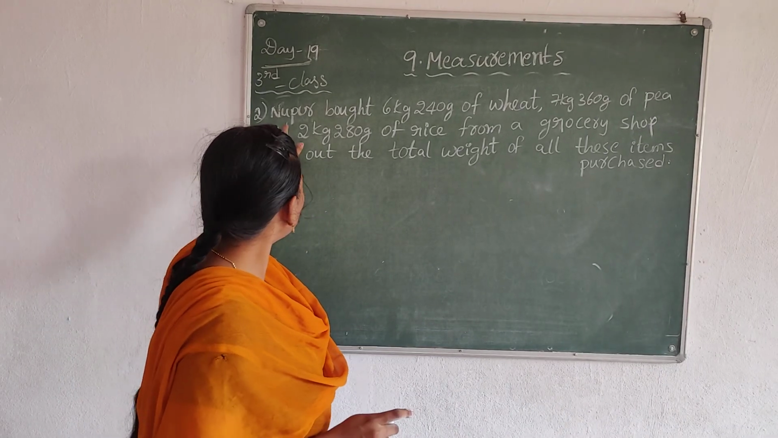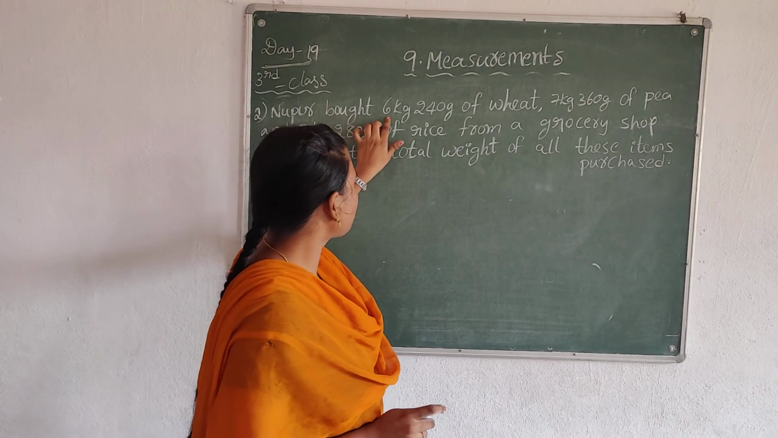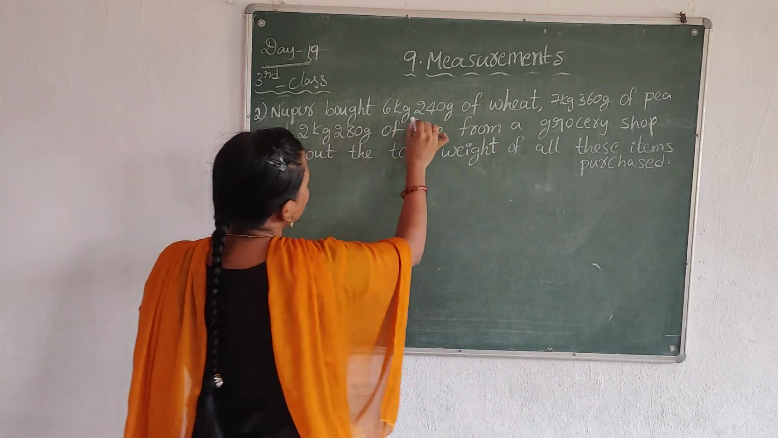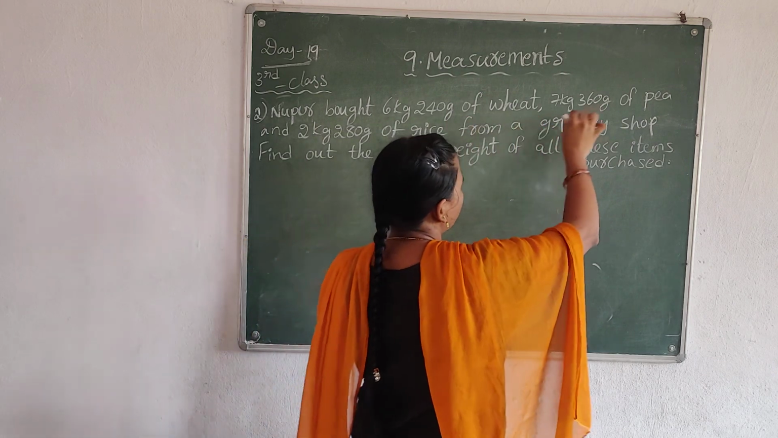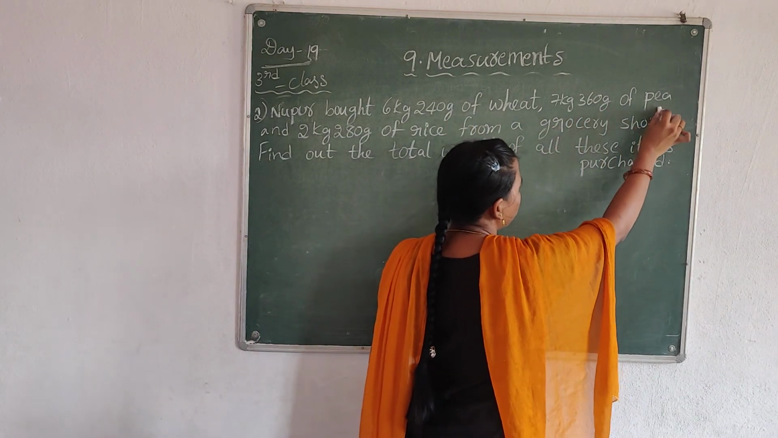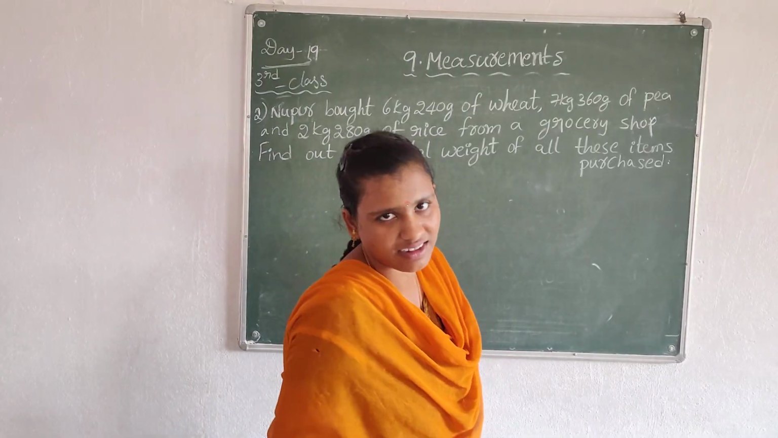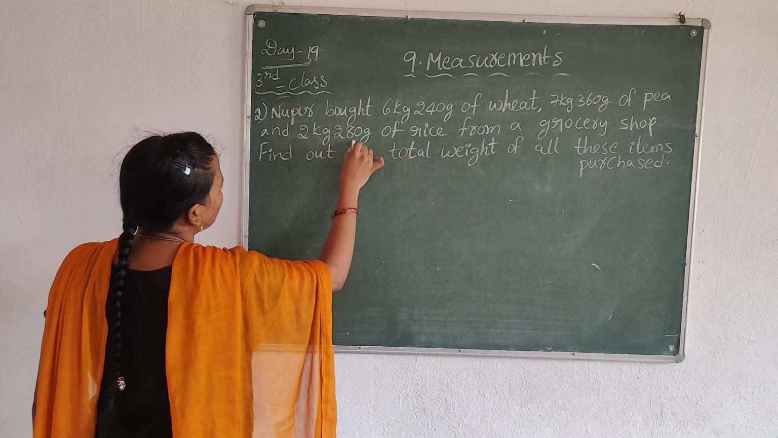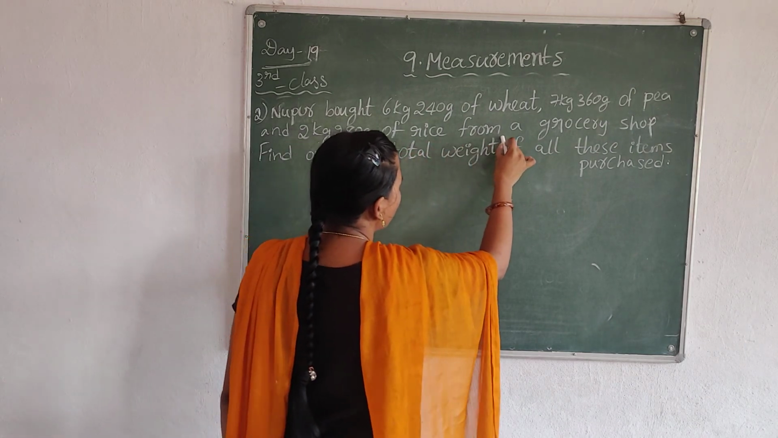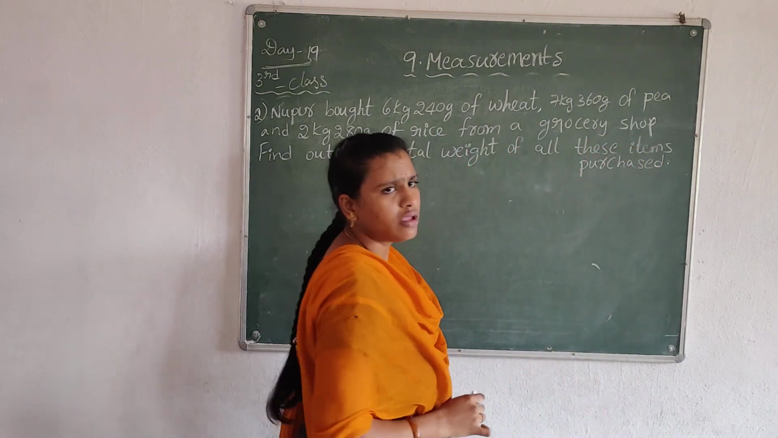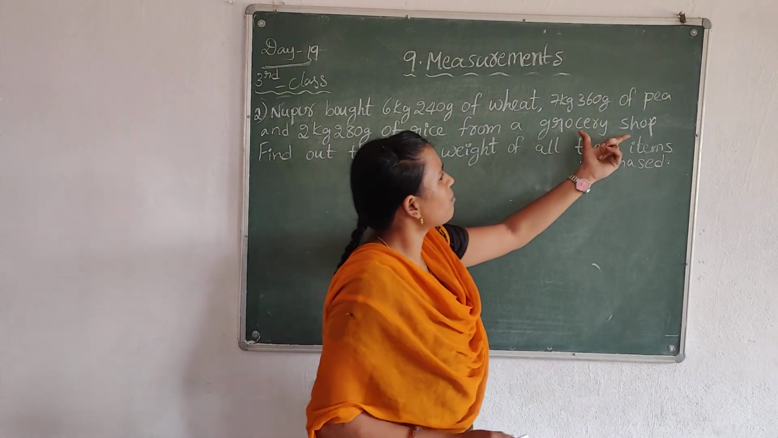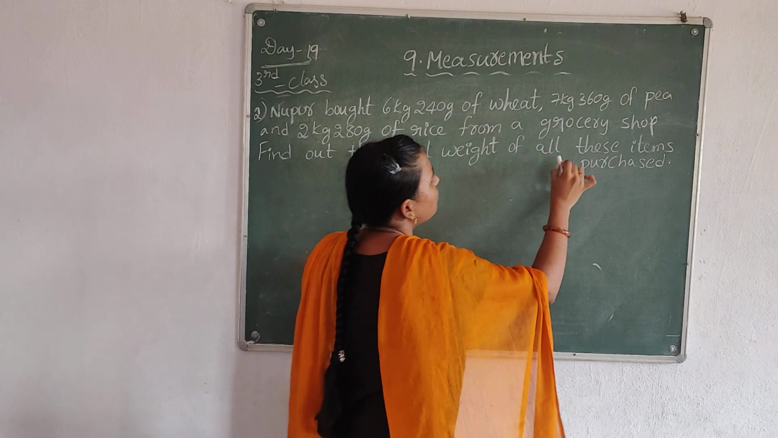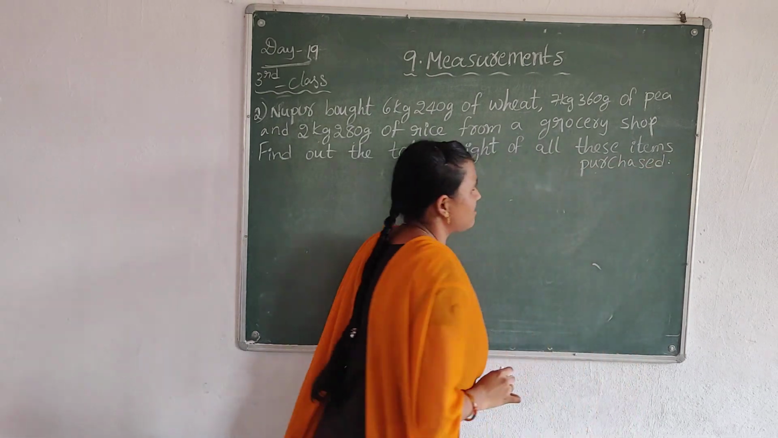See another problem. Word problem. Nupur bought 6 kg 240 grams of wheat, 7 kg 360 grams of peas, peas means batanis, and 2 kg 280 grams of rice from a grocery shop. Find out the total weight of all these items purchased.